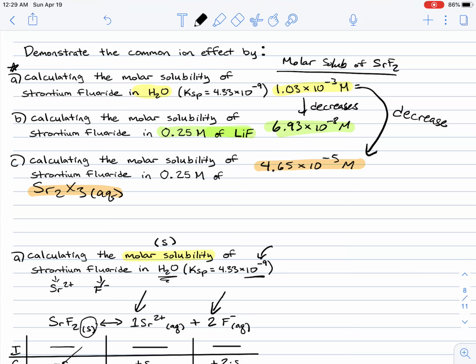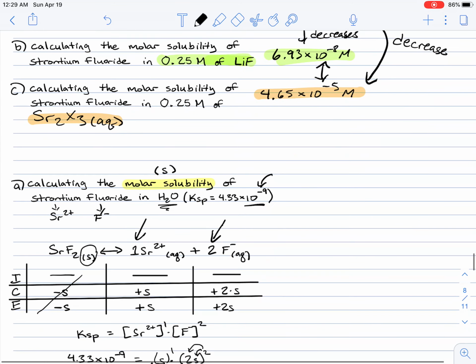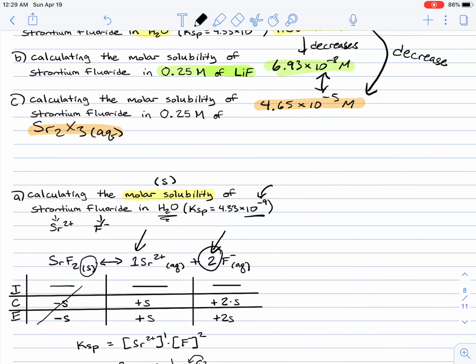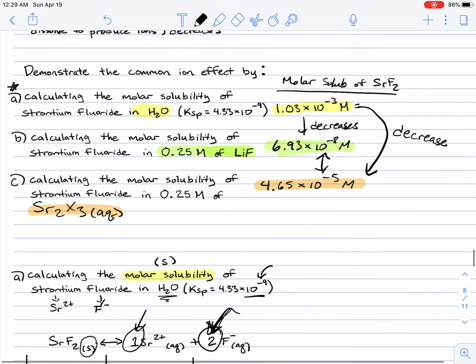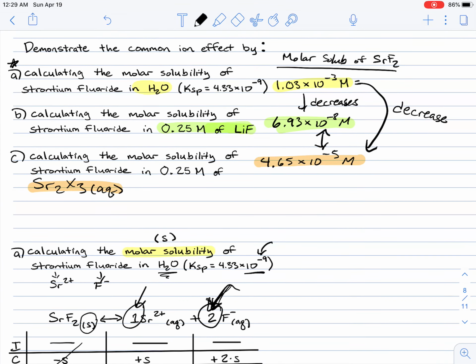Between A and C, there's a decrease, and between A and B, there's a decrease as well. The reason why there's a gap, once again, between these two is because of the coefficients. So since the coefficient of fluoride is 2, it would have a greater effect on the molar solubility of strontium fluoride.